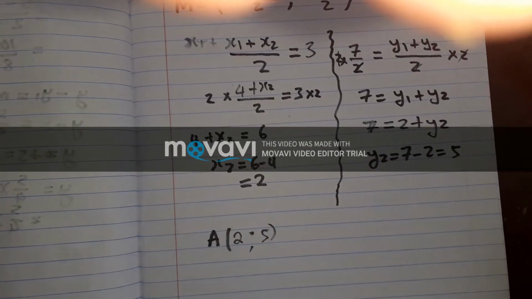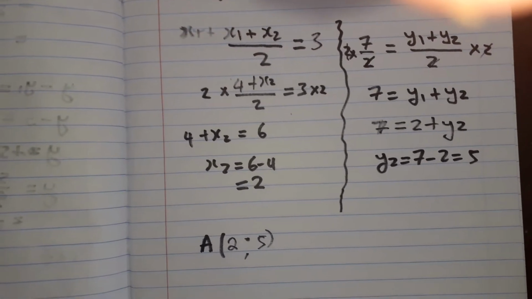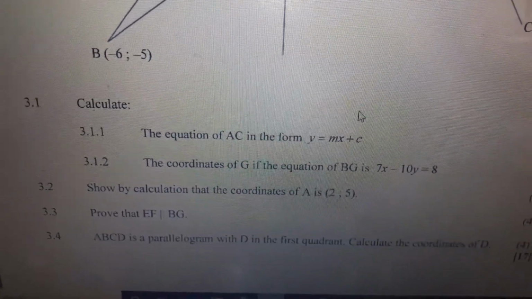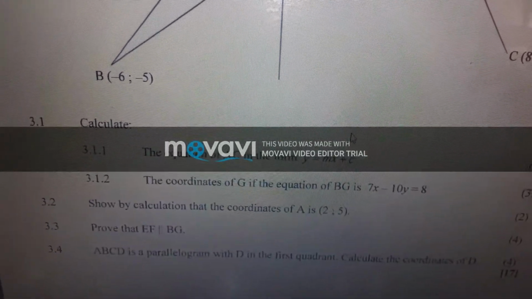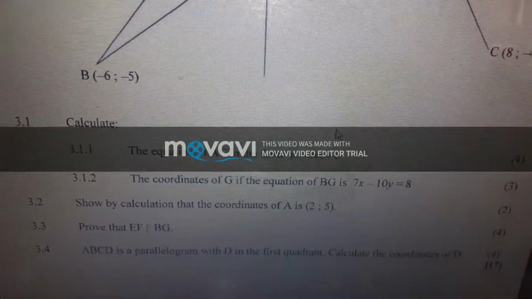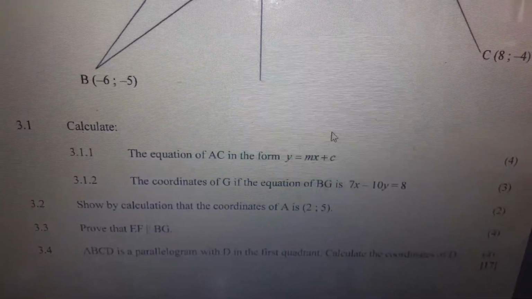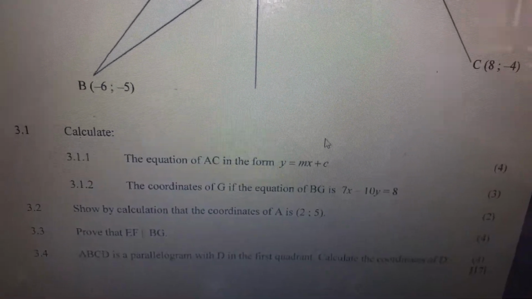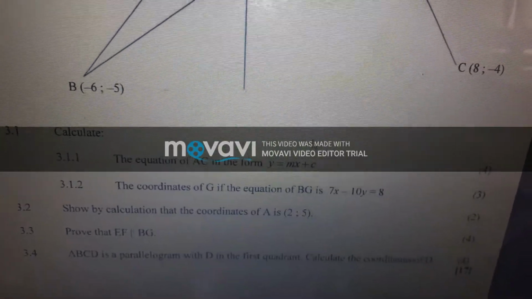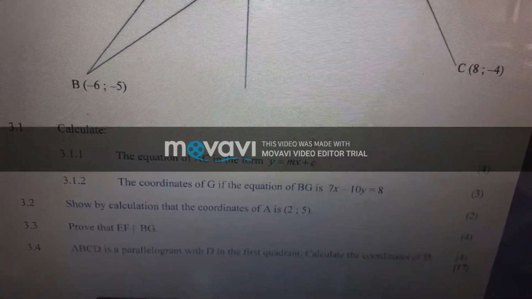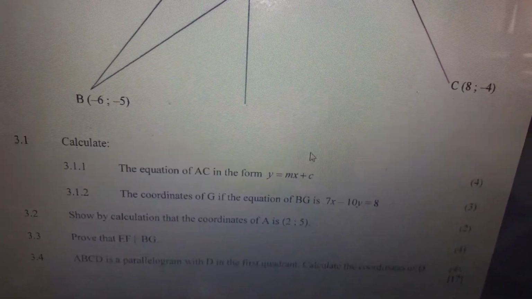Next, we want to prove that line EF is parallel to line BG. To prove that the two lines are parallel to each other, their gradients must be the same. So what we finish doing is to calculate the gradient of line EF, then calculate the gradient of BG, then compare. If they are the same, then the two lines are parallel to each other.